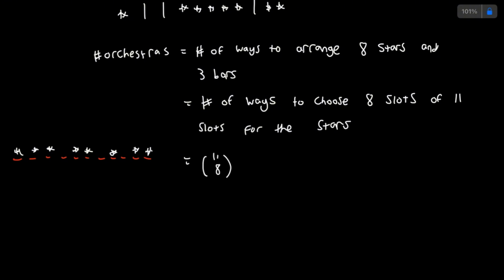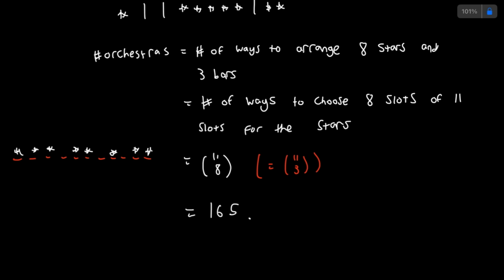And of course, this is equivalent to 11 choose 3. So maybe I'll just write that here off to the side. This equals 11 choose 3 by our formula, but also just by the fact that choosing 8 slots to be stars is the same as choosing 3 slots to be bars, right? So it's however way you like. Again, they're equal. What is 11 choose 8? Well, we can use the factorial formula or use a calculator, whatever you like. I'm going to use my calculator right here. 11 choose 8 is 165, as we expect.